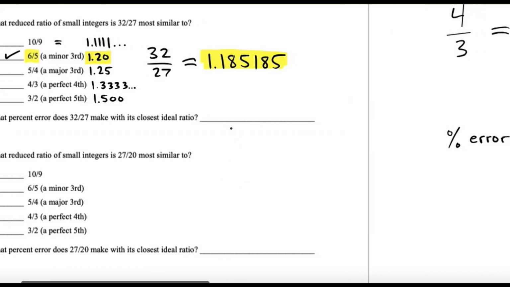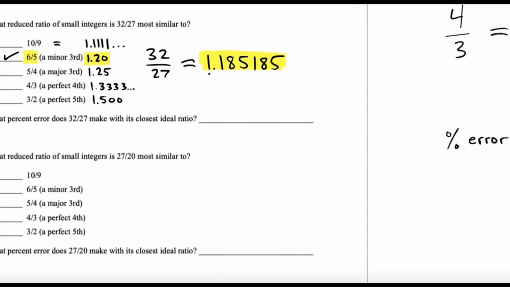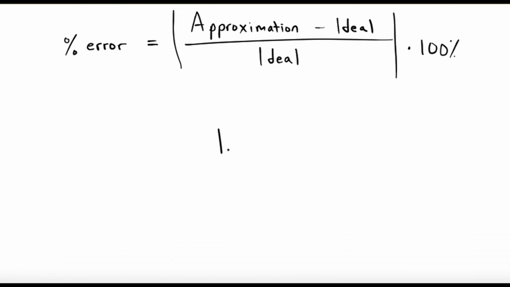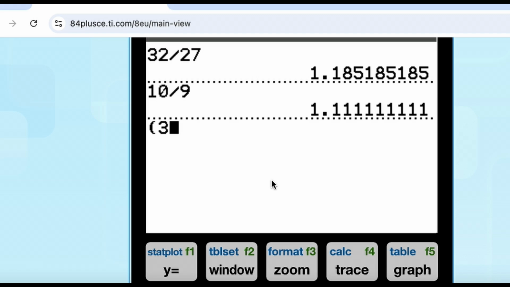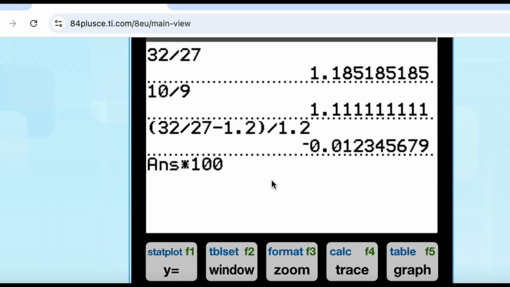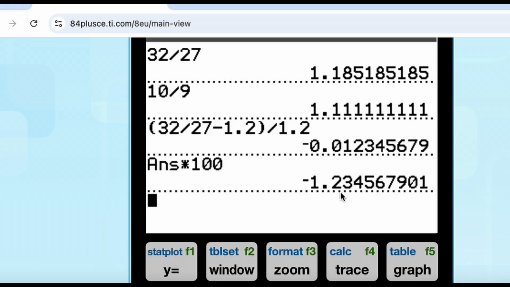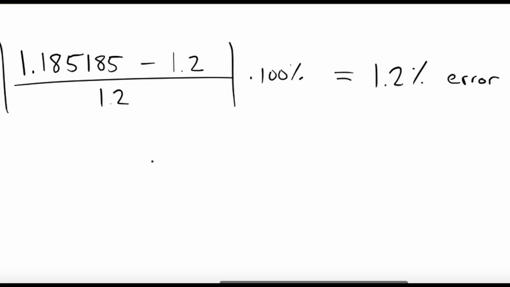So for our problem, we want 1.185 to be the approximation. You should keep as many digits as possible or reasonable in your calculation. All right, let's calculate that. You can even keep it as a fraction if you want in the calculator, and then multiply by 100. So we're looking at 1.2% error, and there we go.